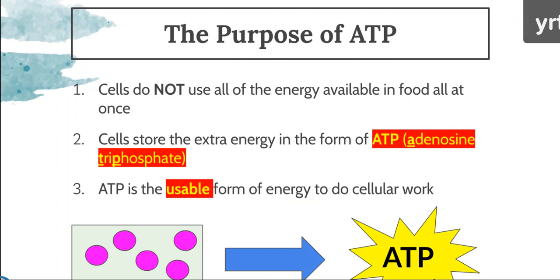So, what is the purpose of ATP? Cells do not use all of the energy available in the food when they eat it. So what they do is they store it in the form of ATP, which stands for adenosine triphosphate. ATP is the usable form of energy that cells have to be able to do the work they need.